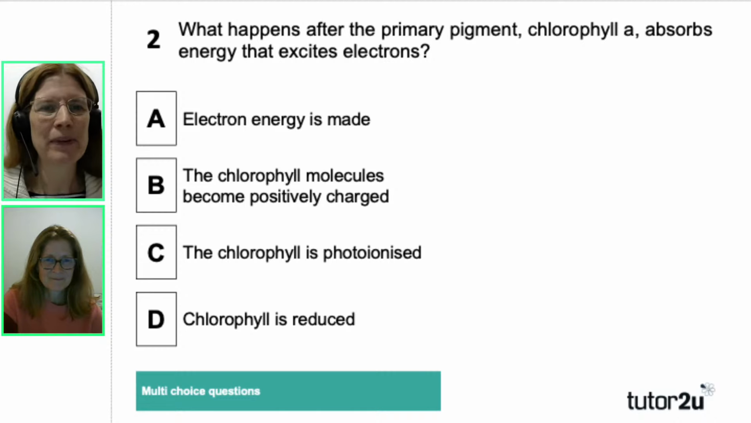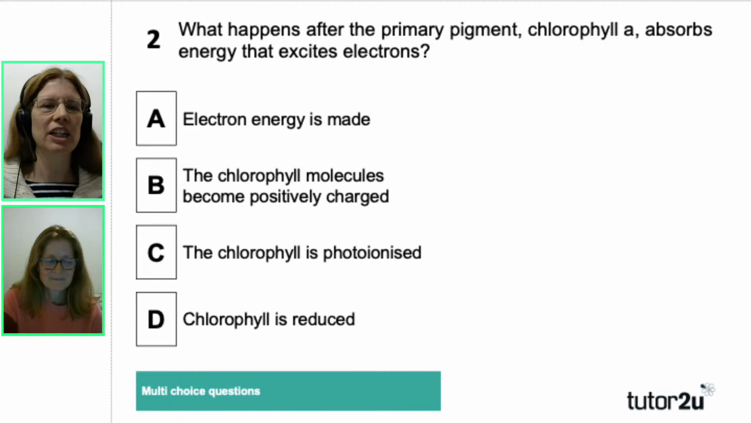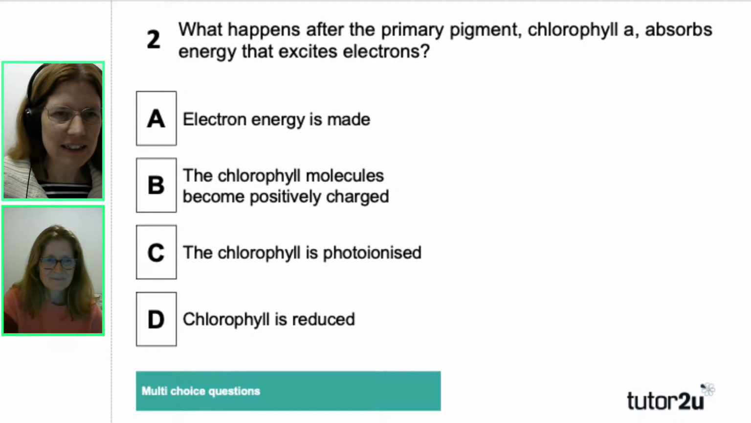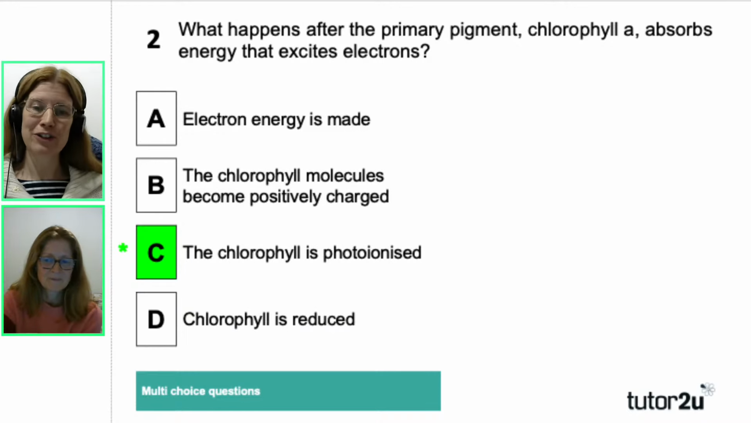What happens after the primary pigment, that's chlorophyll A, absorbs energy that excites electrons? So we've got chlorophyll absorbing energy. The electrons are excited. What happens next? That's our next question, so do put it on the chat. Chlorophyll is photoionized.